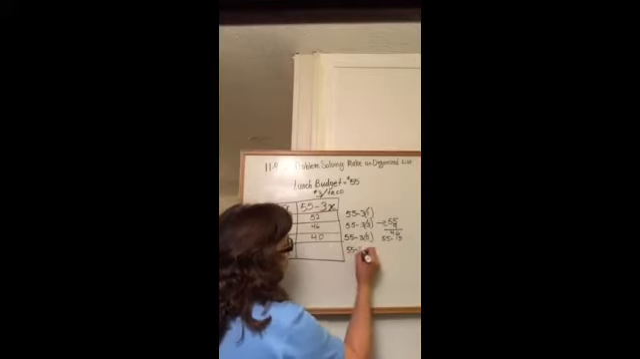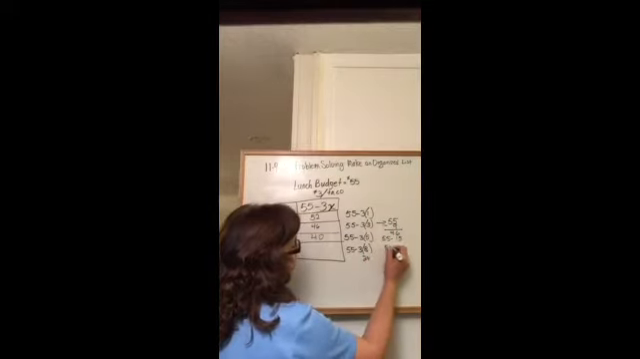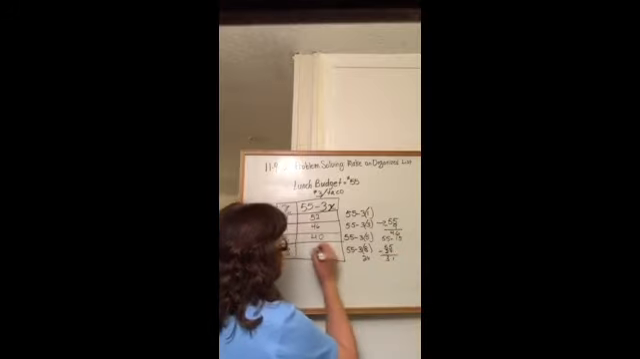55 minus 3 times 8. What is 3 times 8? It's 24. So we have 55 minus 24. How much is that? $31.